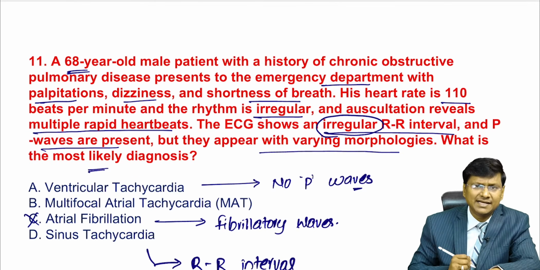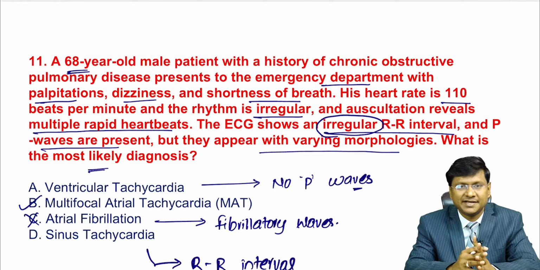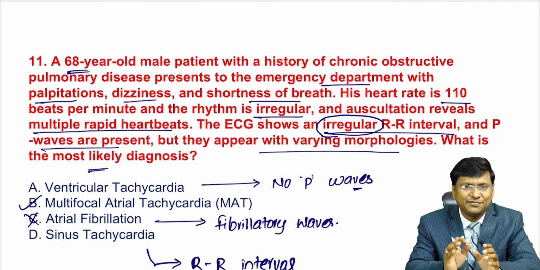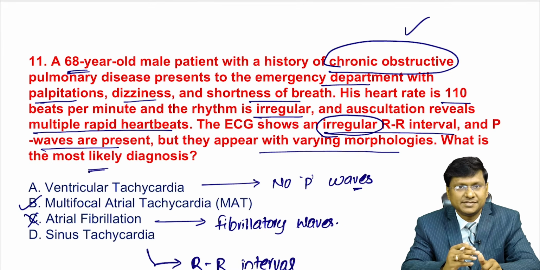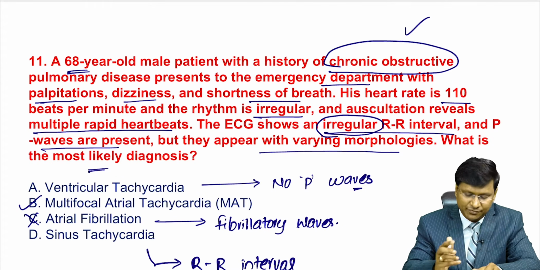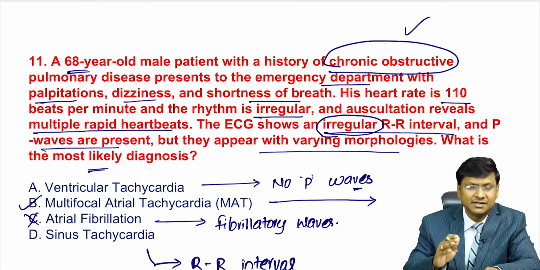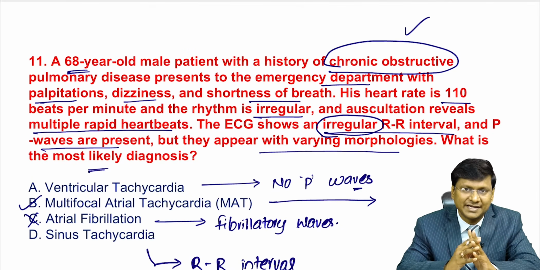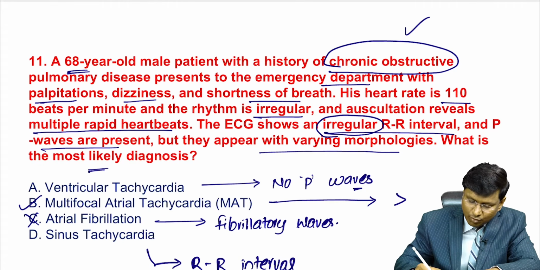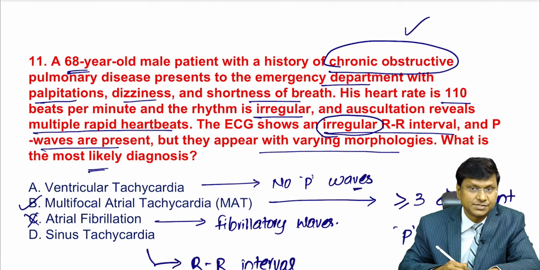Then the answer here is multifocal atrial tachycardia. Why? Because multifocal atrial tachycardia is one important form of arrhythmia which is very common in patients with chronic obstructive pulmonary disease, right? And in case of multifocal atrial tachycardia, you will have different P wave morphologies, and you also have a criteria for that. There should be more than or equal to 3 different P waves, right? There will be more than or equal to 3 different P wave morphologies, right?